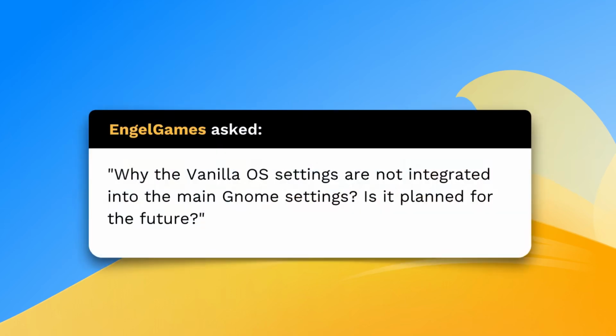Why are the VanillaOS settings not integrated into the main GNOME settings? Is it planned for the future? We don't know yet how many features will be implemented in the Vanilla Control Center, and we don't know how easily this will be implemented in the GNOME Control Center, maybe in the future.